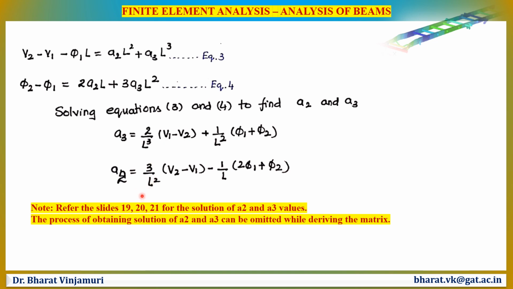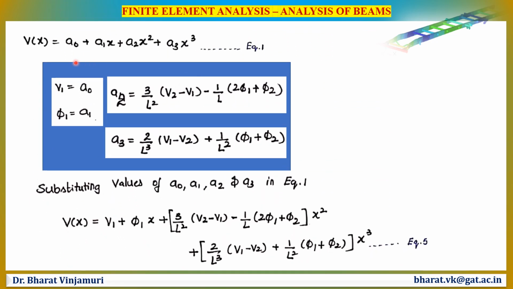a2 value is 3 by L square into v2 minus v1 minus 1 by L multiplied by 2 pi 1 plus pi 2. Similarly, a3 is equal to 2 by L cube into v1 minus v2 plus 1 by L square multiplied by pi 1 plus pi 2. Try to understand, once again I repeat here: a0, a1, a2 and a3 are the coefficients of the transverse displacement equation. L is the length of the beam. v1 and v2 are the transverse displacements at node 1 as well as node 2 in the y direction. Pi 1 and pi 2 are the slopes at node 1 and node 2.